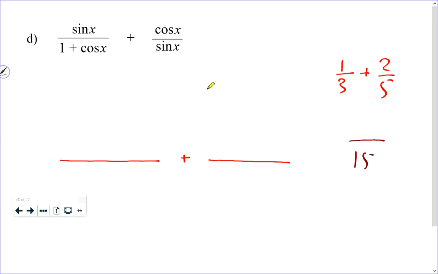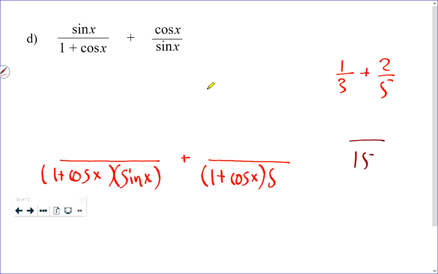The same thing goes here. Our common denominator would have to be 1 plus cosine x times sine of x. For a reason I don't want to reveal right now, you do not want to multiply those things out. Don't. You want to leave them exposed the way they are. And that means that I need to multiply.